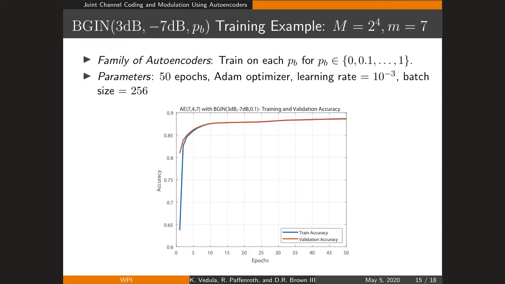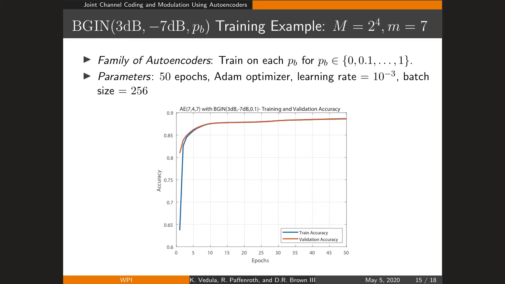Now let's consider a training example for a BGIN case, where we consider a Hamming 7/4 example with capital M equal to 16. There are 16 distinct messages, and small m equal to 7 symbols. Now we need to construct a family of autoencoders here for each bad probability, each PB, where PB equal to 0, where we always have the good channel, and so on up to PB equal to 1, where we always have the bad channel. Now this results in a set of 11 autoencoders. Each one is trained for 50 epochs with the Adam optimizer, learning rate 10 to the minus 3, and a batch size of 256.